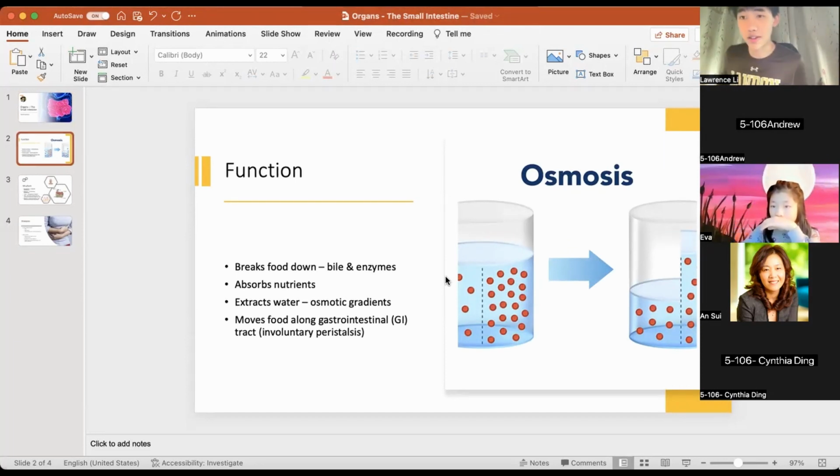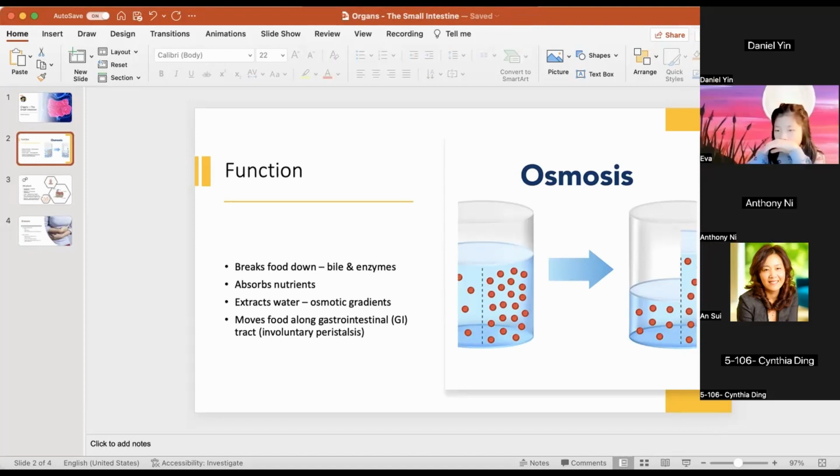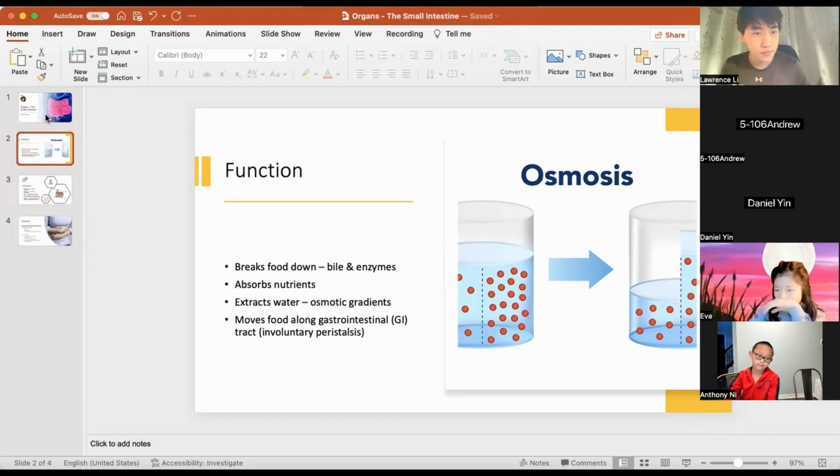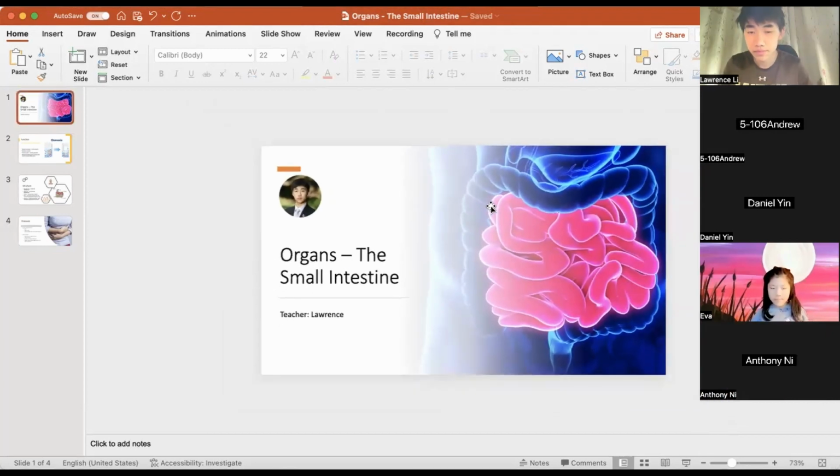Now that you've had a visual demonstration on your teacher, let's go to the first introduction page. Yes, this is where it is. This pink thing, that's your small intestine. If you look on my body, my small intestine is right about here.